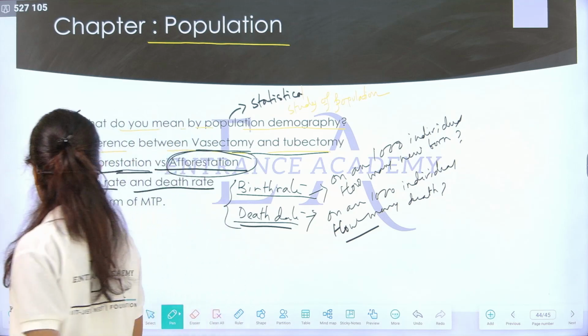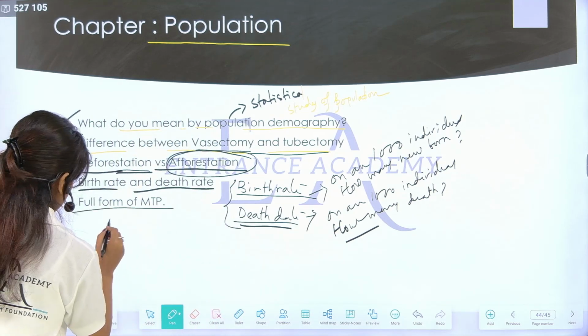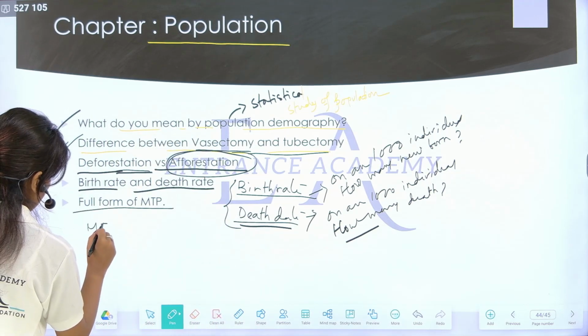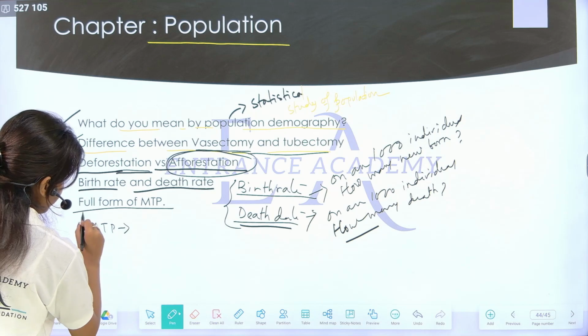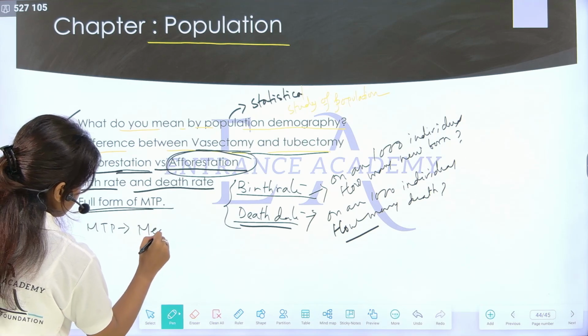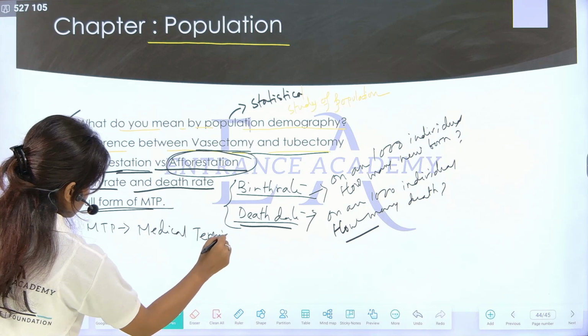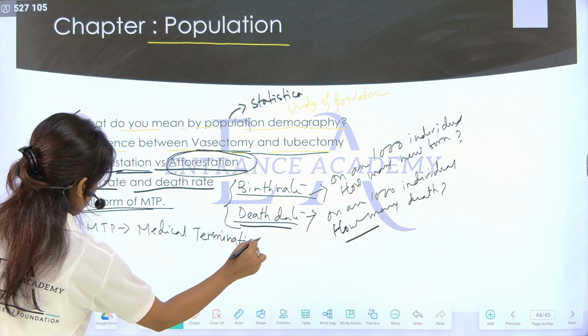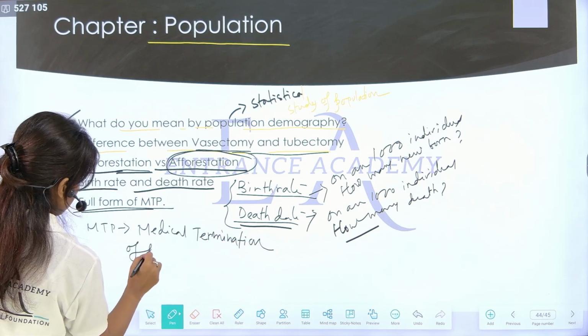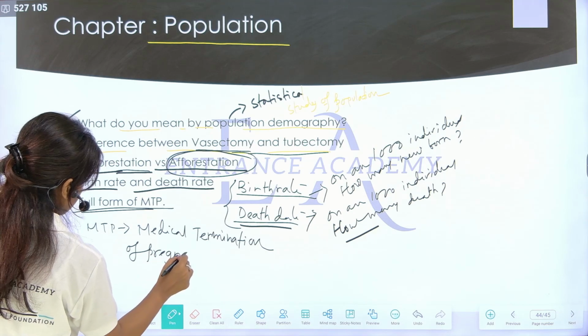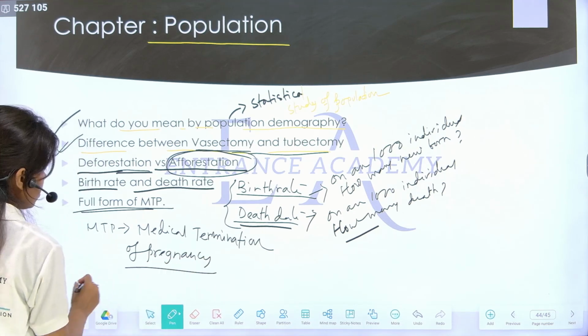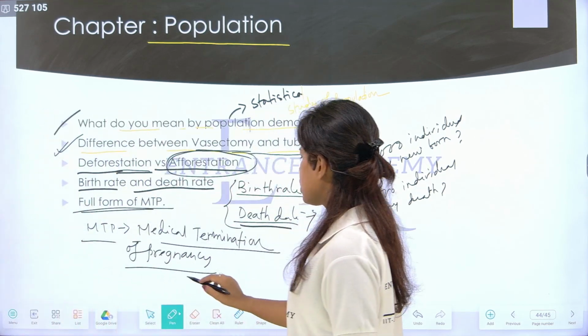Last question from this chapter, full form of MTP. This is medical termination of pregnancy. Commonly, this is known as abortion. So, MTP is a medical termination of pregnancy.